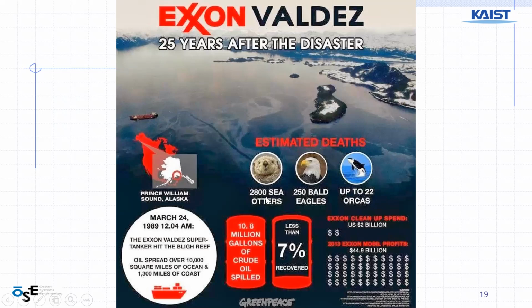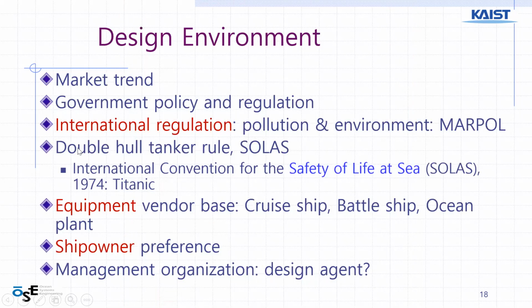Anyway, sea otters, bald eagles and orcas were killed. Estimated deaths. And what are the other statistics? And money, 2 billion, 44 billion. So it is a big pollution disaster. Because of this situation, the double hull tanker regulation was adopted into the SOLAS rule.